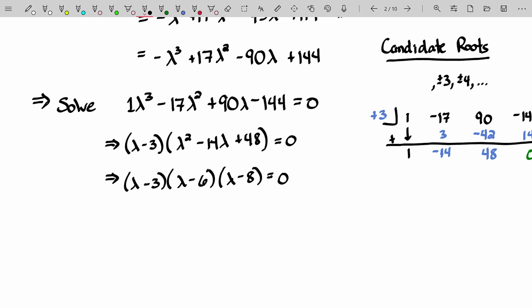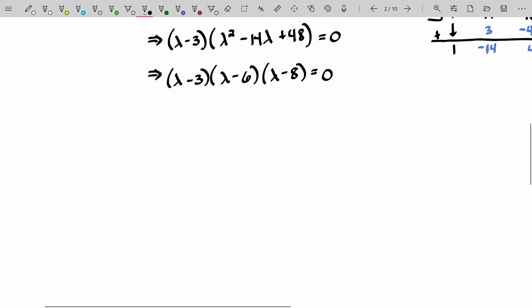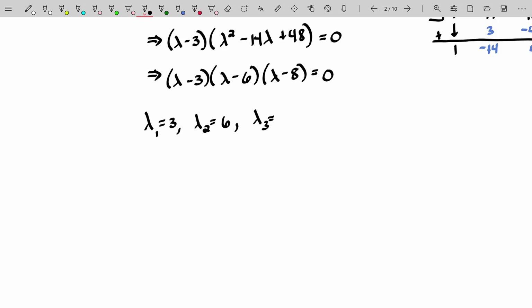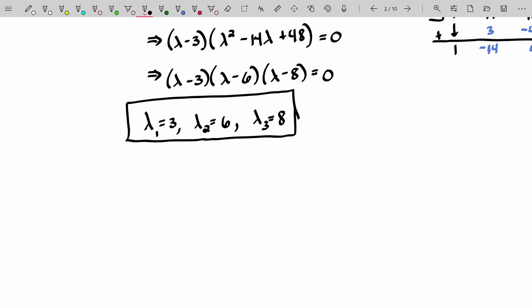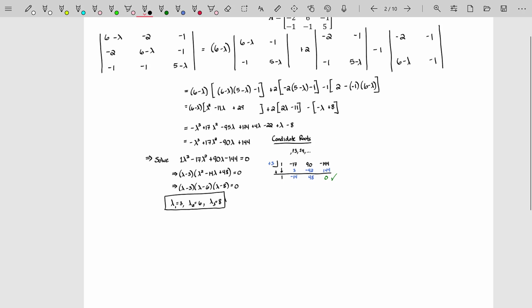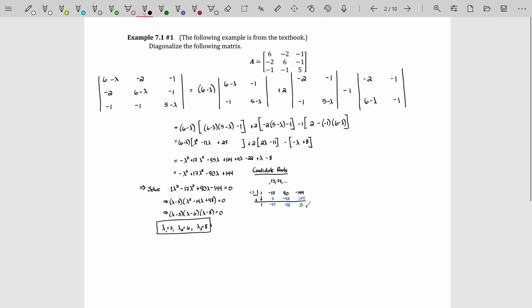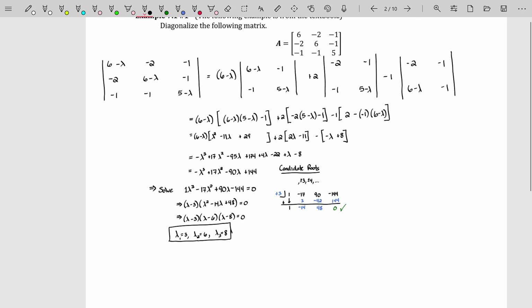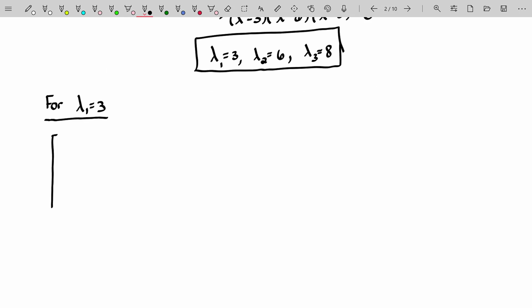We have 3 distinct eigenvalues. Let's go ahead and write those down actually. There are our eigenvalues for this given matrix up above. It took us a while to get there, but we're done with it. Now we'll go ahead and find their associated eigenvectors.